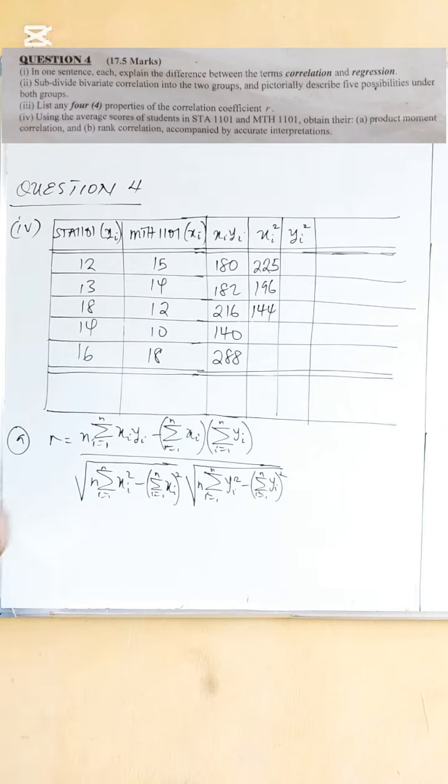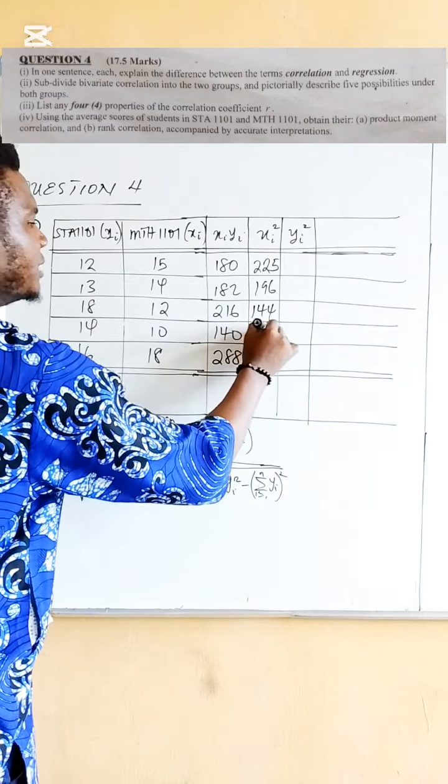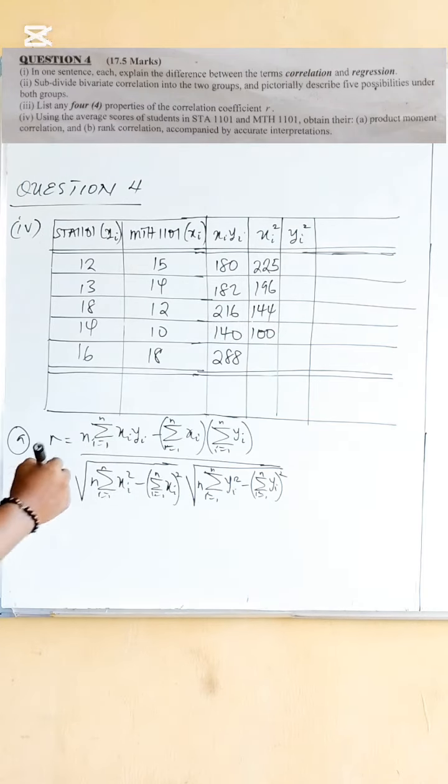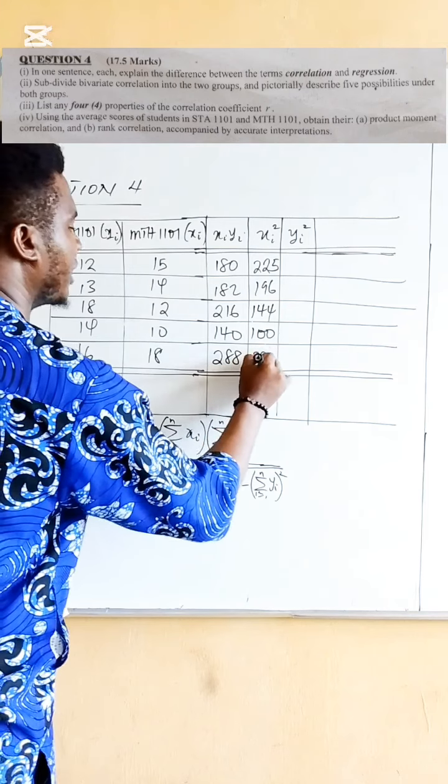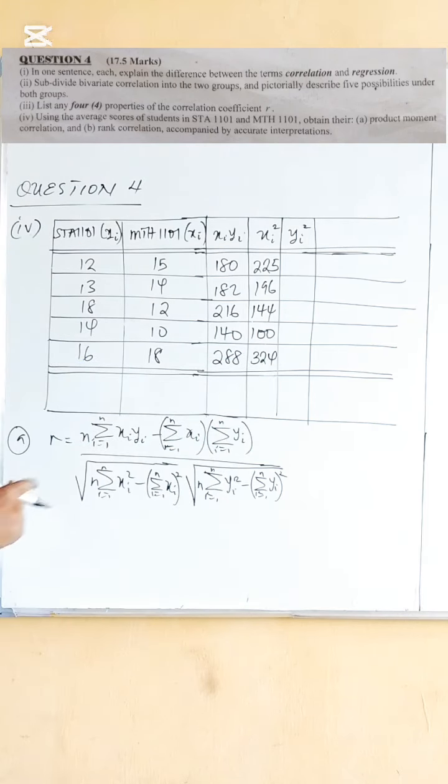144. 10 squared will give us 100. 18 squared will give us 324. Now let's go to y squared.